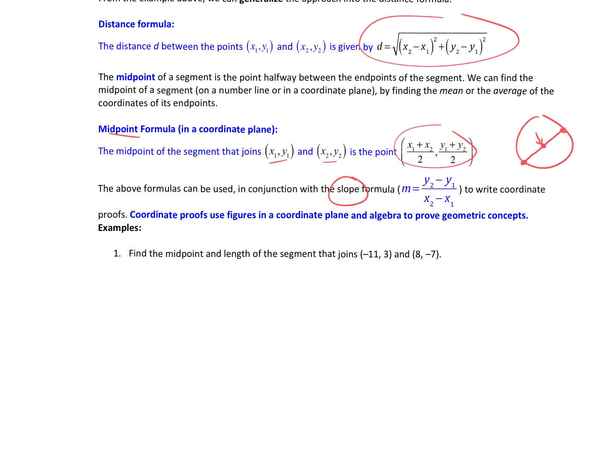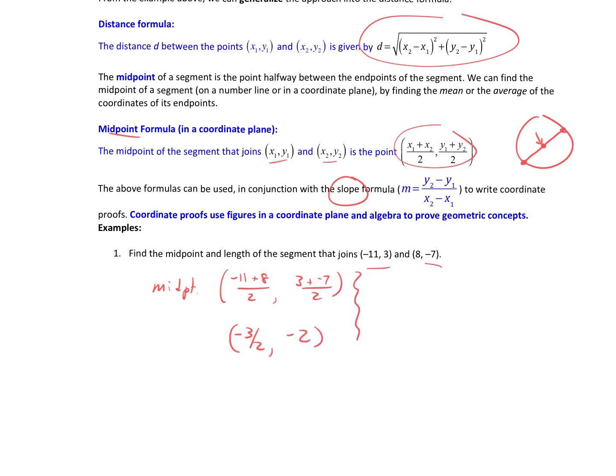So let's do some examples. Find the midpoint and length of the segment from here to here. Okay, so midpoint they asked first. Let's just do that. Midpoint is the average x, which is negative 11 and 8 divided by 2, and the average y, which is 3 and negative 7 divided by 2. I'm going to mess this up. No, this is negative 3. That's easy. And 3 plus negative 7 is negative 4. Negative 4 divided by 2 is negative 2, I believe.